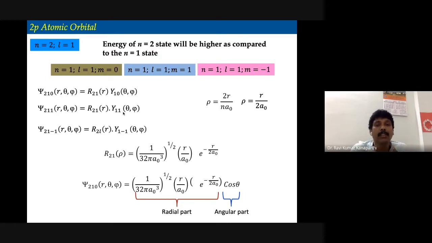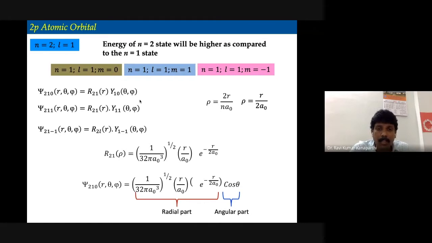Accordingly, we will get three different wave functions, and each gives one atomic orbital, because these are the unique solutions, and each solution will satisfy the time independent Schrodinger wave equation of the hydrogen atom wave function.